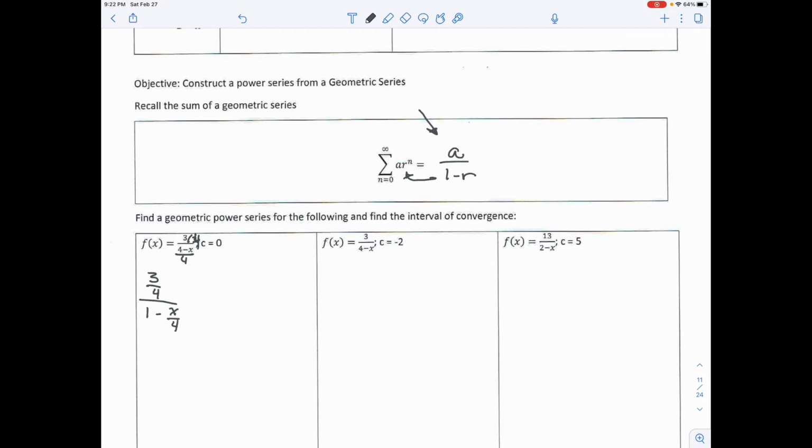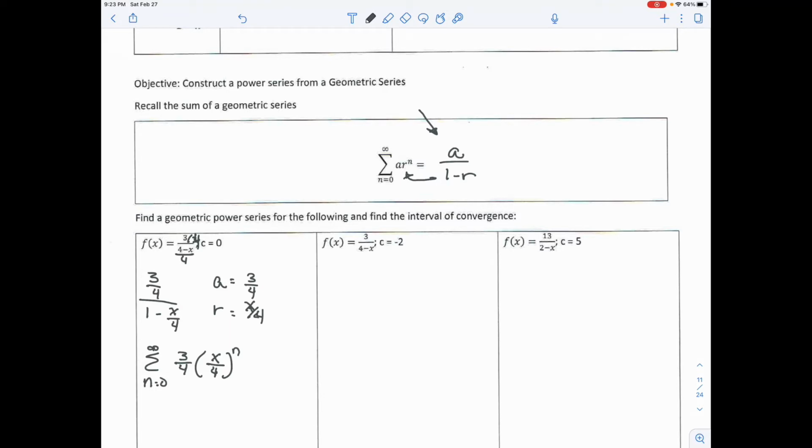Now, this is in the form of a over 1 minus r. What is a? A is 3 over 4. And r is x over 4. So if I wanted to write that as a series, I can write it as 3/4 times r, which would be x over 4 to the nth power. And now we have changed it to a geometric series. Easy peasy? Okay, well, let's do another one.